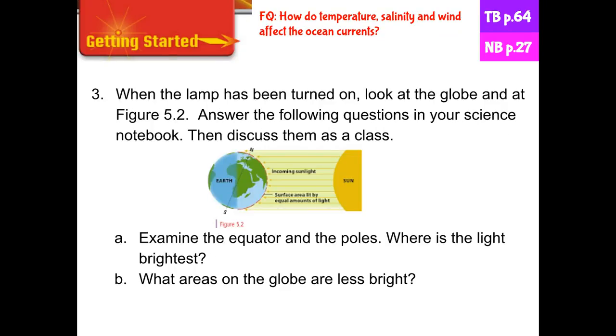Step 3, when the lamp is turned on, like in figure 5.2 below, we're going to be answering 3A through 3G, just thinking about the globe, how it's brighter in some areas, what it's like at the equator, what it's like at the poles, thinking about how the sun affects Earth's surface.